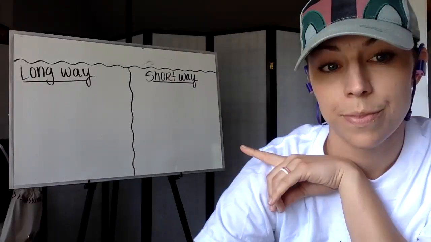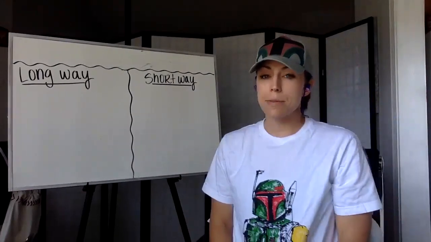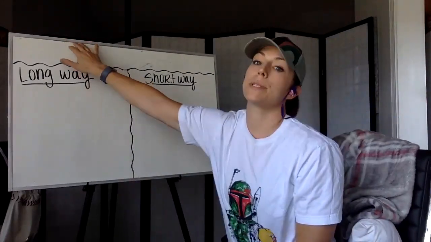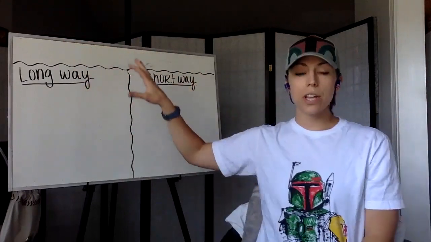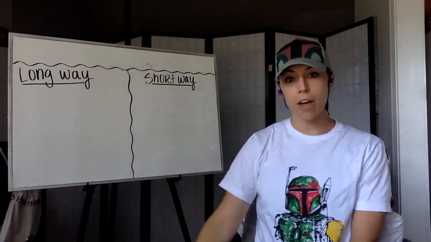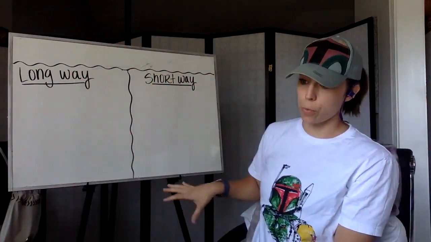So grab a piece of paper and a pencil, and you're going to want to set up your piece of paper like this. Leave some space at the top, and then divide it into 2 sections. We're going to look at the long way of how the property works and the short way for how the property works.